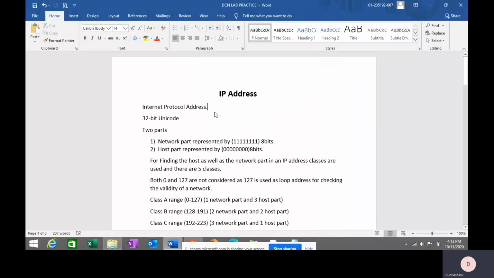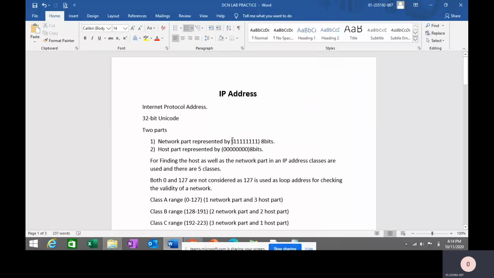For example, when 1,000 users around the world are sharing a network and accessing data among each other, there is a certain address through which they are able to communicate. That address is known as an IP address. It is basically 32 bits, meaning that the total size of an IP address is 32 bits. And there are two parts of an IP address. One is the network part and another one is the host part.